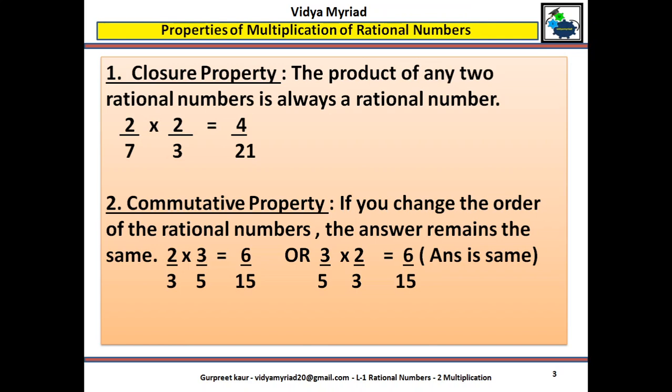Now if you look at the example, 2 upon 3 multiplied by 3 upon 5. When you take the product, you get 6 upon 15. Now in the next case, I have changed the order. I am saying 3 upon 5 multiplied by 2 upon 3. Again you get 6 upon 15, which means even if you change the order of the rational numbers, your answer will remain the same.